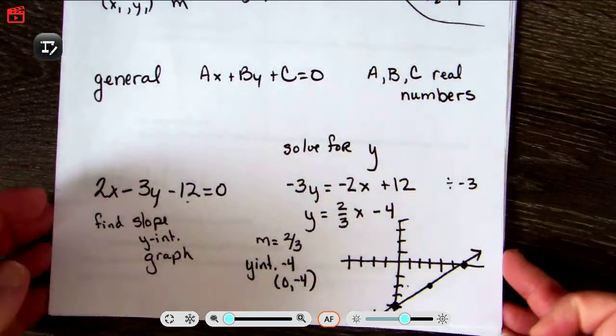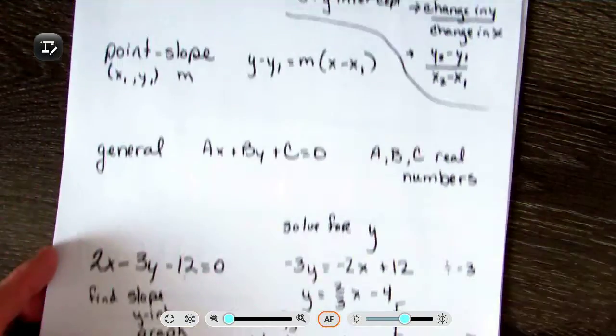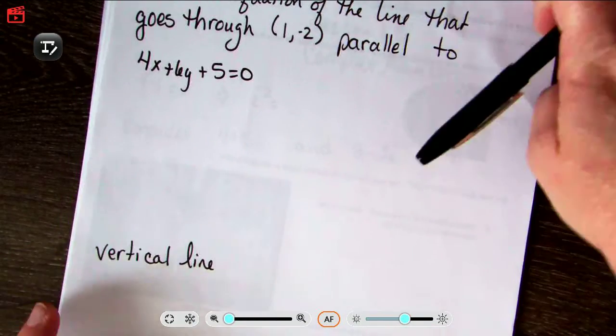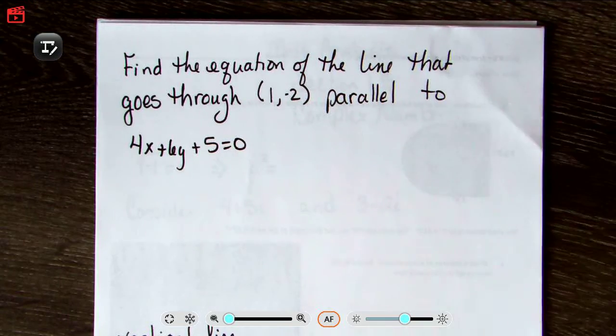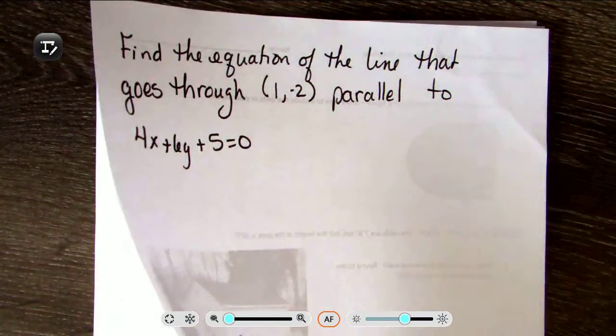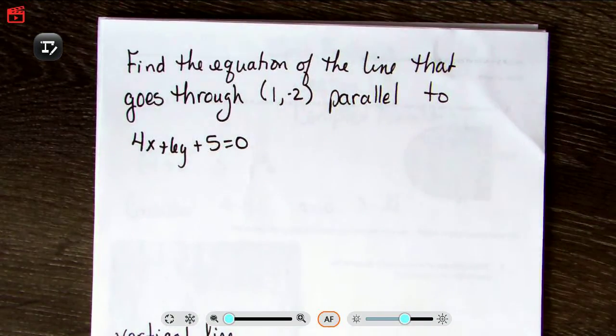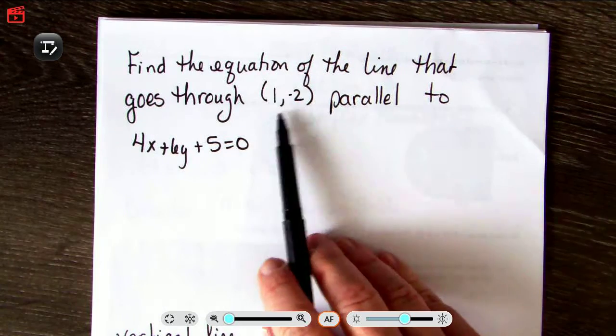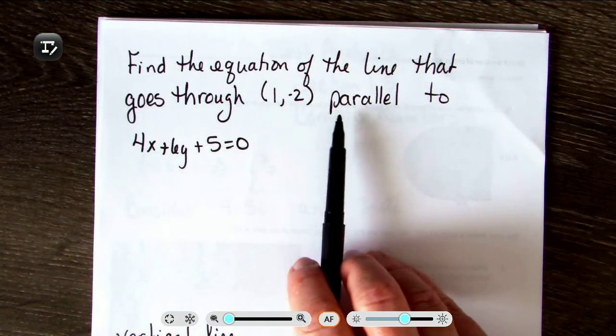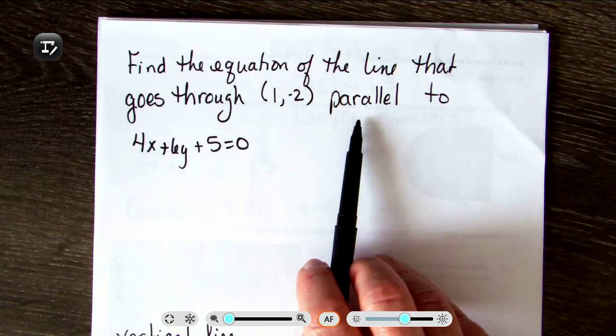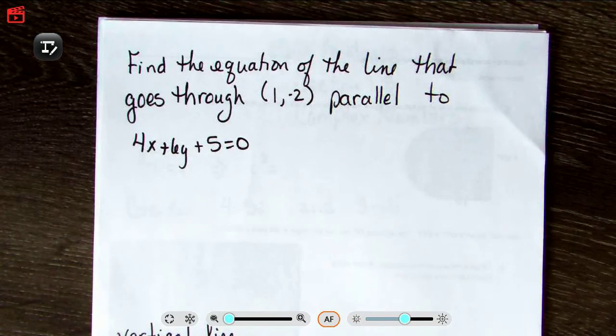Alright, so that's a little bit of a reminder of some of the things that we have in lines, but there's more. And a classic problem is to talk about how to find the equation of a line that goes through the point that is parallel or possibly perpendicular, I'll talk about perpendicular in a second, to this line.